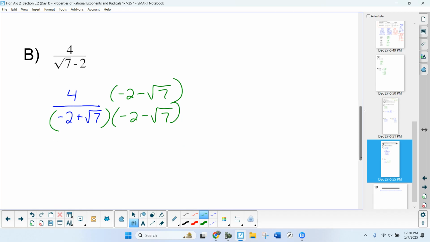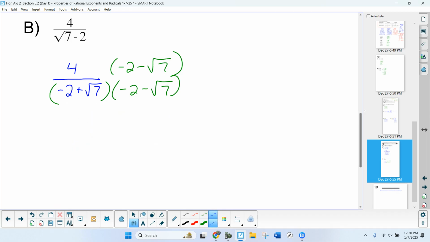What do we do in the numerator? Distribute. When you distribute, first was 4 times -2. -8. No, 4 times negative square root of 7. Minus 4 square root of 7. 4 is on the outside. The 7 is under the radical. It stays that way. There's my numerator.